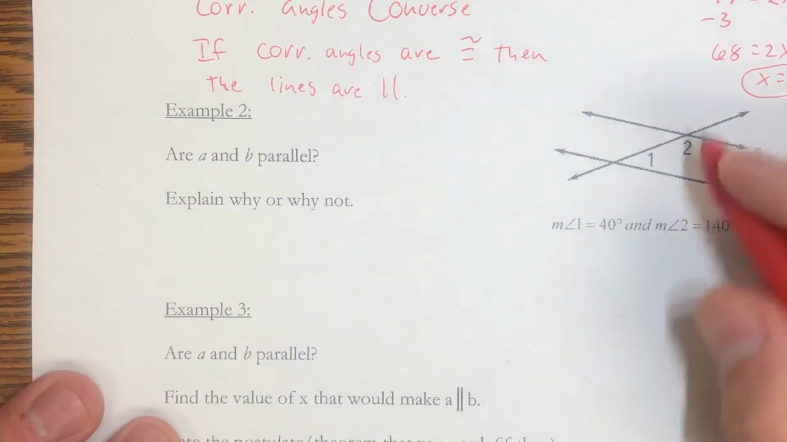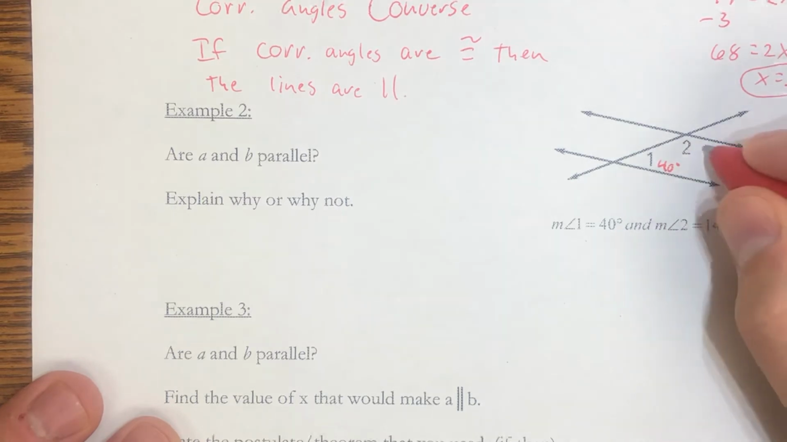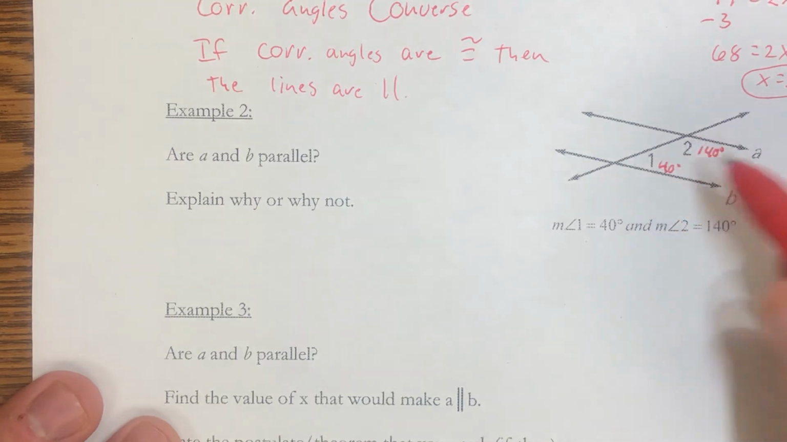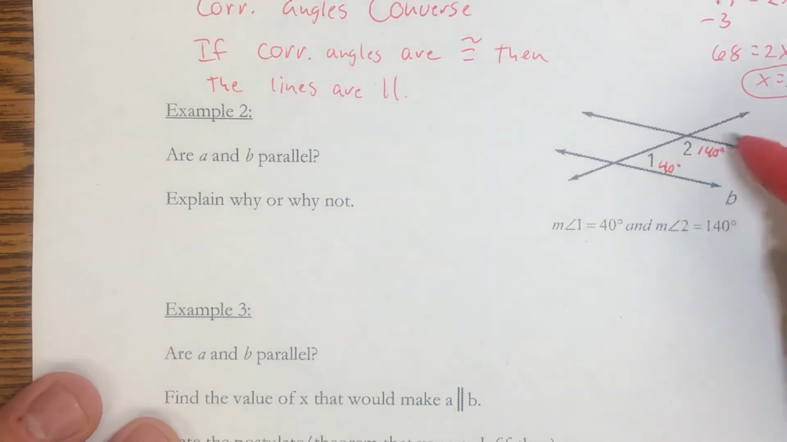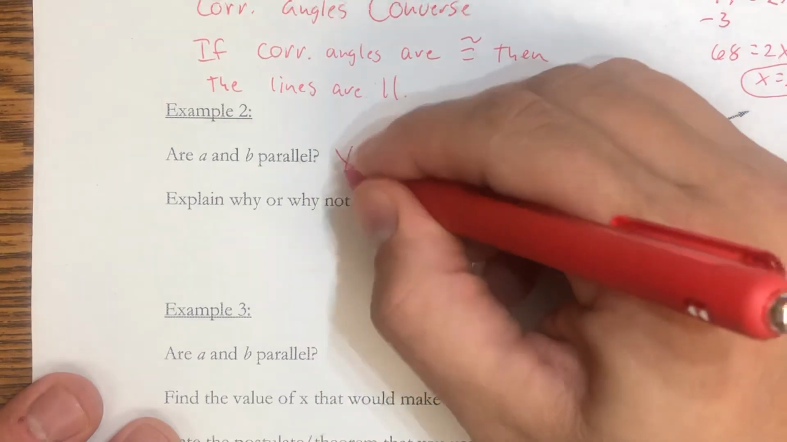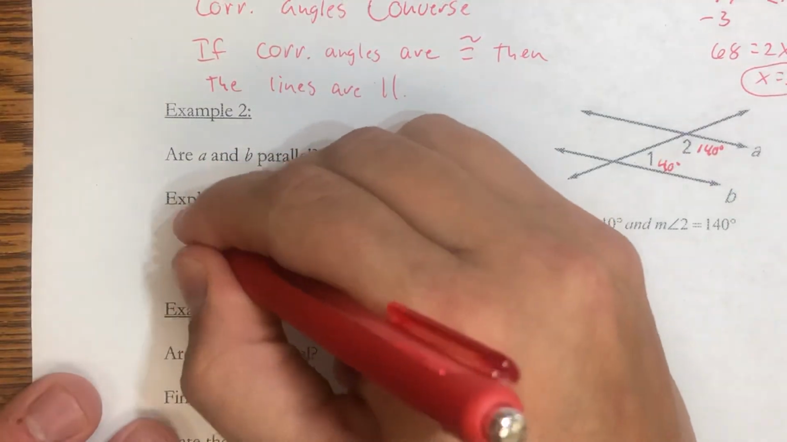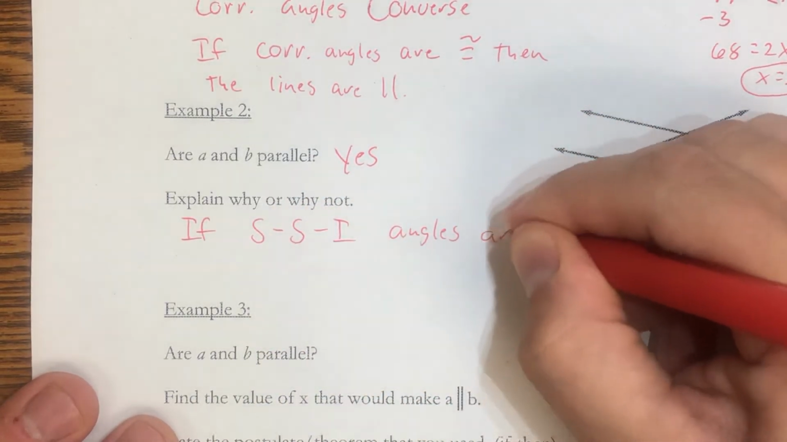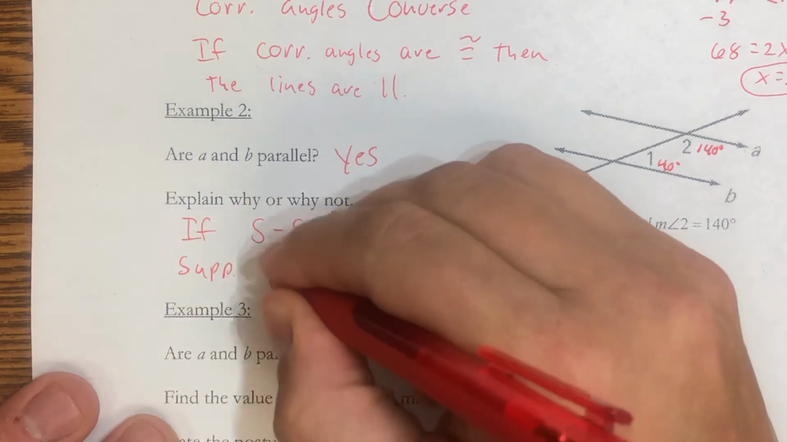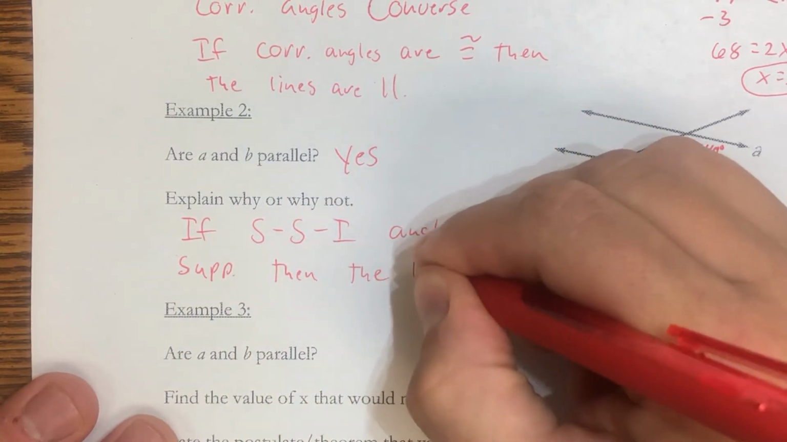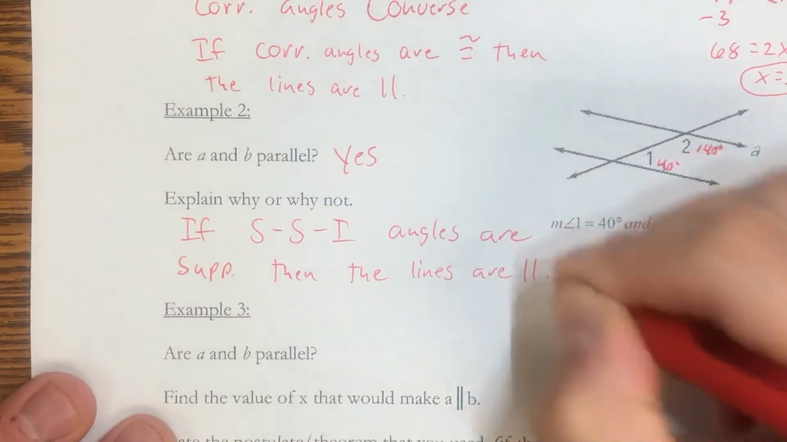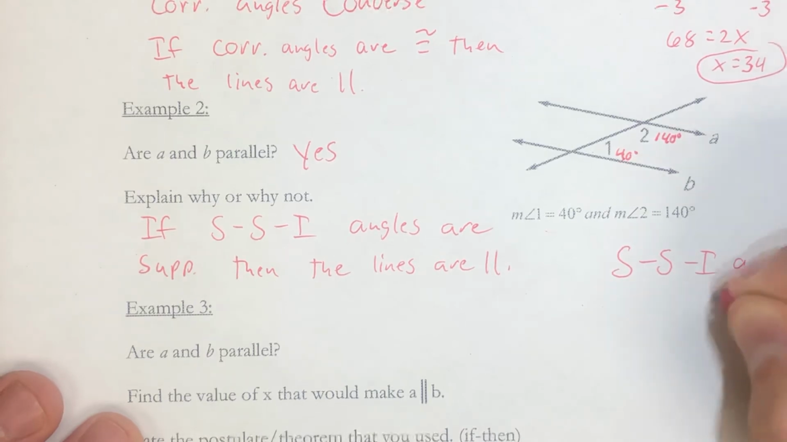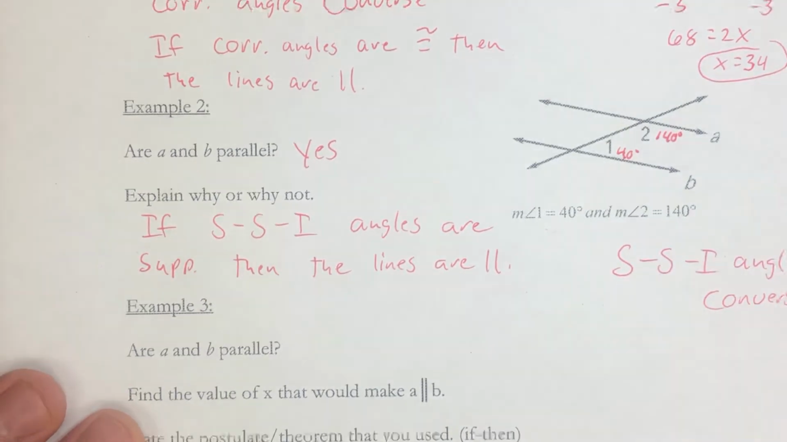Well, it says angle 1 is 40, angle 2 is 140. So 40, 140, those are same side interior. If the same side interior are supplementary, then the lines are parallel. So are A and B parallel? Yes. Why? If same side interior angles are supplementary, then the lines are parallel, which is the same side interior angles converse. So we use the converse of the theorem.